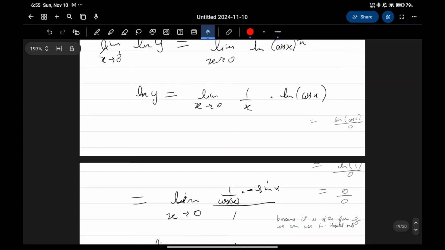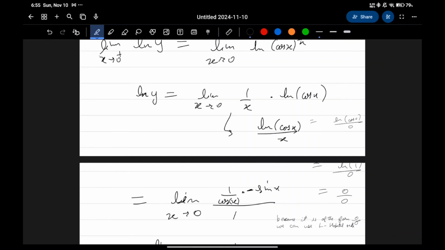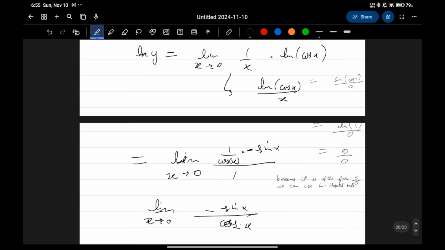Alright, so we have log of cosine of x. This is basically log of cosine of x over x, right? So I'm going to use the L'Hopital rule over here. Log of cosine of x. The derivative of log of x is 1 over x, so it's 1 over something that was inside, log of cosine of x.